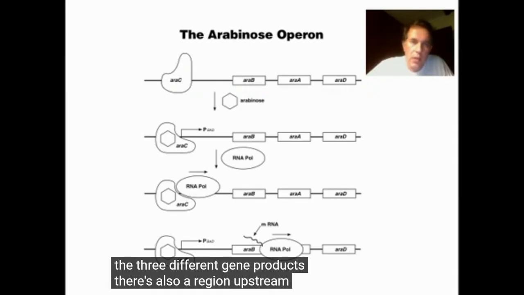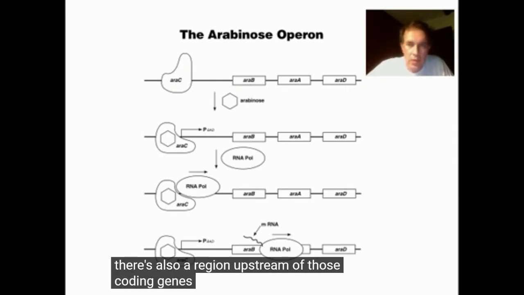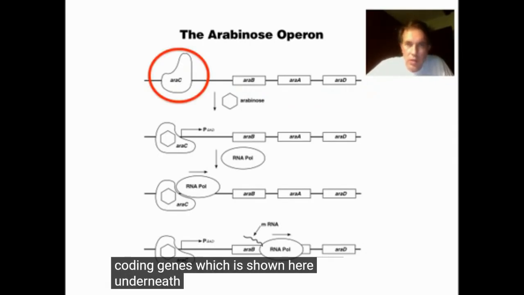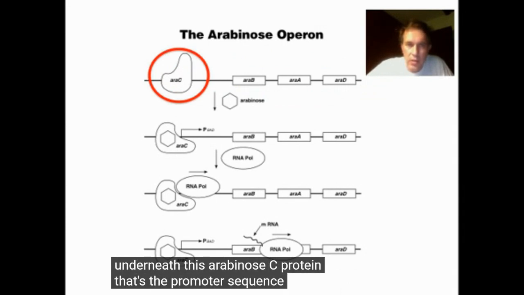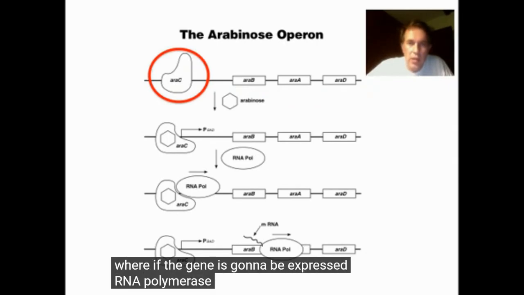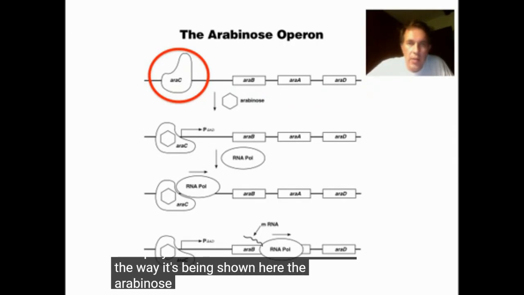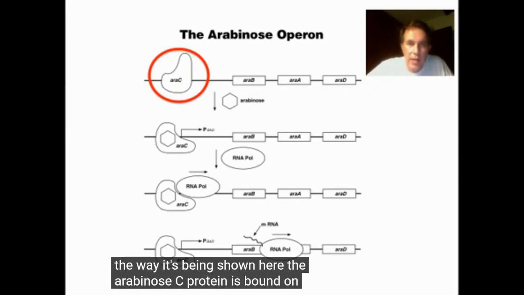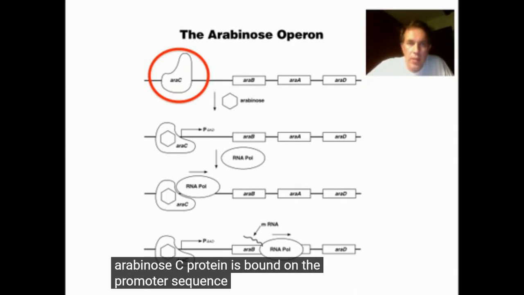There's also a region upstream of those coding genes, which is shown here underneath this arabinose C protein. That's the promoter sequence, which is where, if the gene is going to be expressed, RNA polymerase needs to be able to bind. The way it's being shown here, the arabinose C protein is bound on the promoter sequence and prevents the RNA polymerase from actually binding.